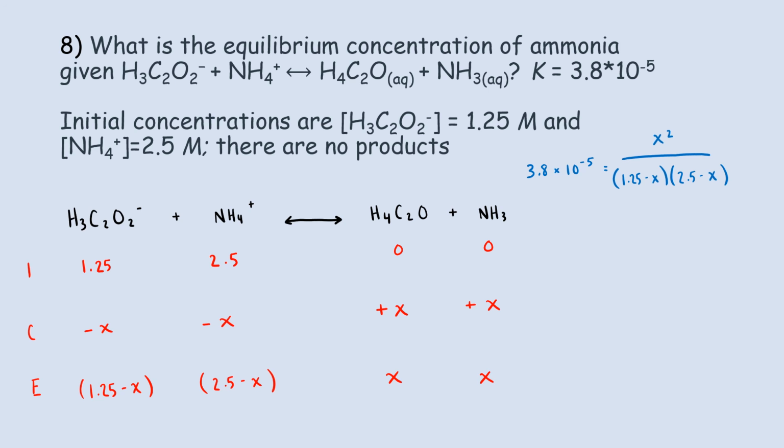Because our K value is so small, notice that it's raised to the power of minus 5. When we subtract x from 1.25 or from 2.5, the change is nominal, so we might as well not even include x in the denominator. This is what is known as the small x approximation, and it makes our lives much easier when trying to do this calculation. So instead, we're just going to have 1.25 multiplied by 2.5 in the denominator.